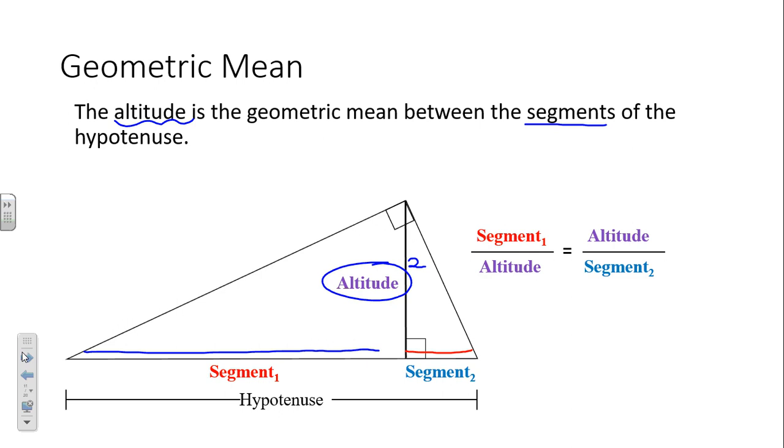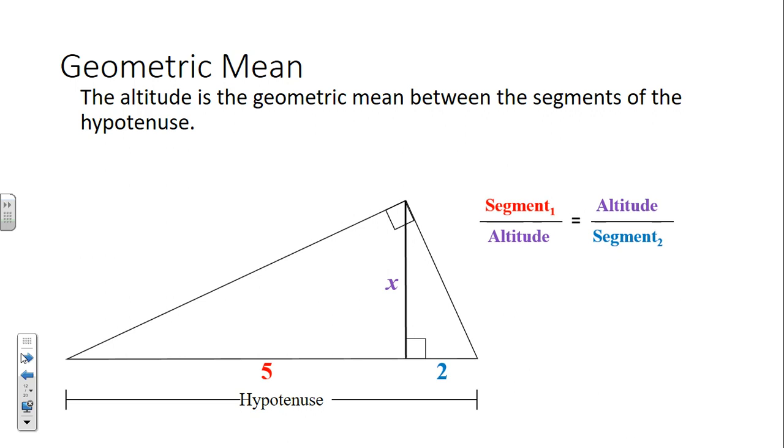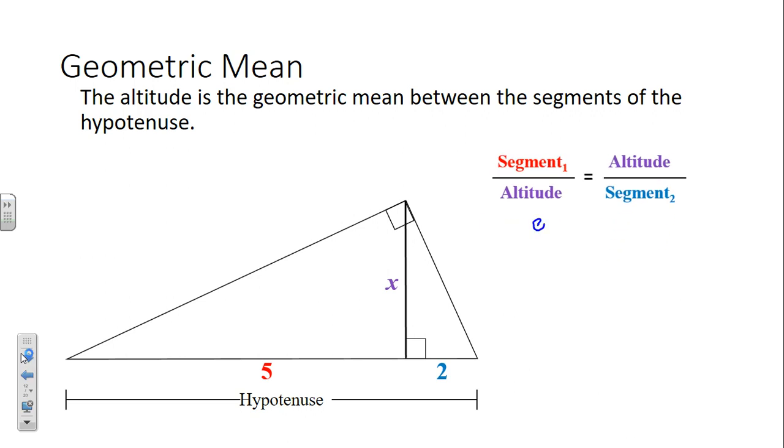Yep, it's either going to be a number or a letter. So that means that altitude squared equals segment 1 times segment 2. What are segments? The segments are the 2 pieces that it splits the hypotenuse into. So segment 1 in this case is 5, and segment 2 is 2, because the whole hypotenuse was 7.